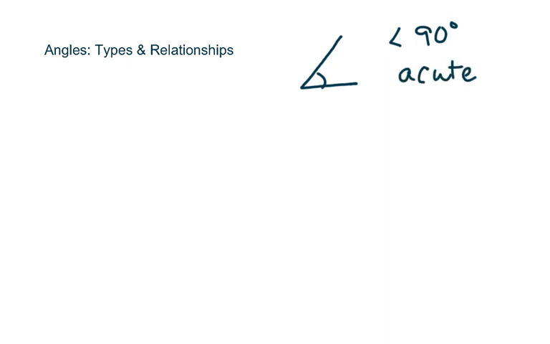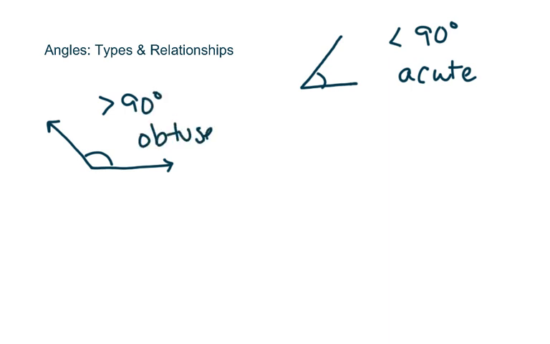And then we have angles that are more than 90 degrees. So these are greater than 90 degrees, and these are obtuse angles. And then we have angles that are exactly 90 degrees. And these are called right angles.